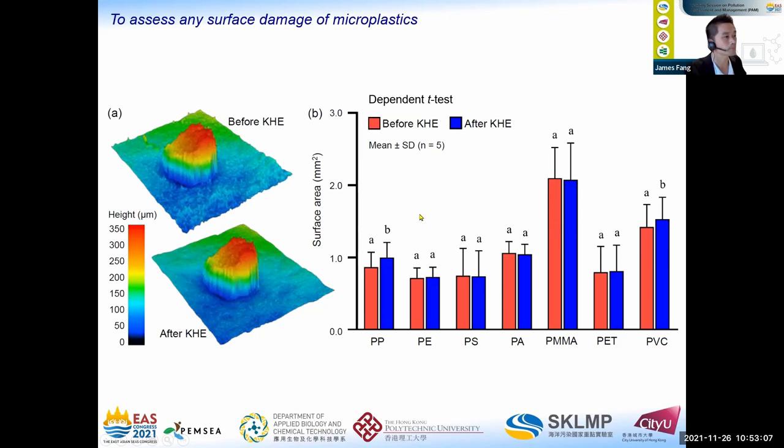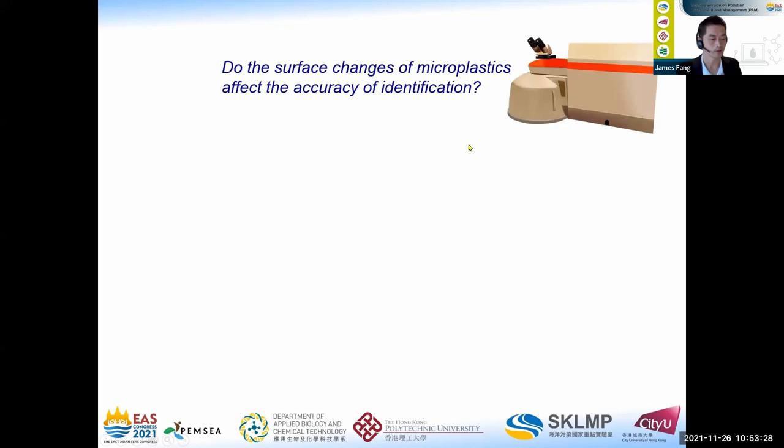But even if we detect this minor change, does it affect the accuracy of our approach? Does this affect the accuracy of Raman identification? This is the important question. We know any chemical we use induces a certain extent of damage on the surface of the particle, but does it matter? This is the question we want to find out.